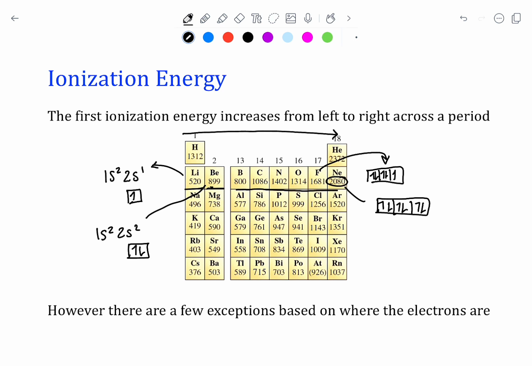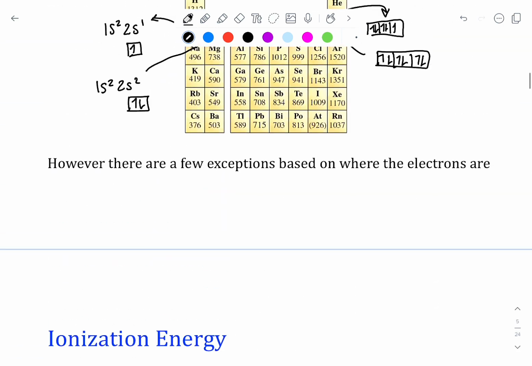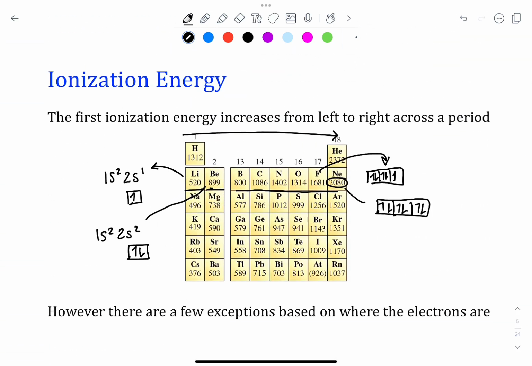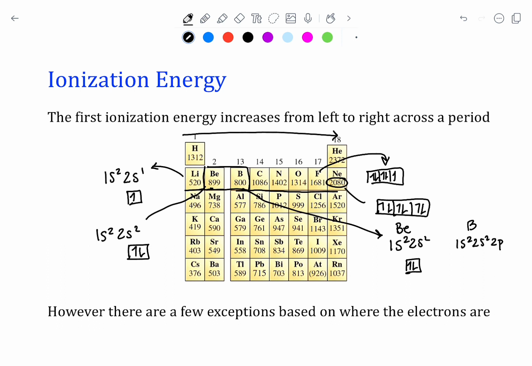Those are the things you have to think about with ionization energy. Now there are a few exceptions based on where some of these electrons are, which I believe is on my next slide, but I'll talk about it here. So if we look at beryllium and boron, I'm going to pull these over here. So we said beryllium is 1s2, 2s2, so its valence shell has those two electrons. So that's beryllium. If we do boron, we have 1s2, 2s2, 2p1.